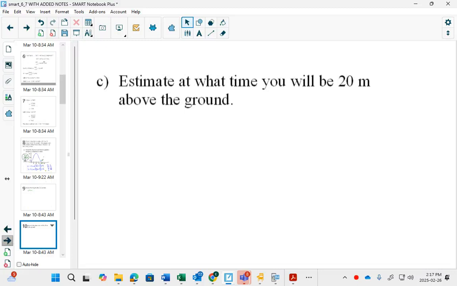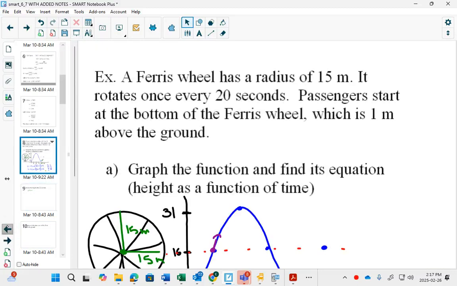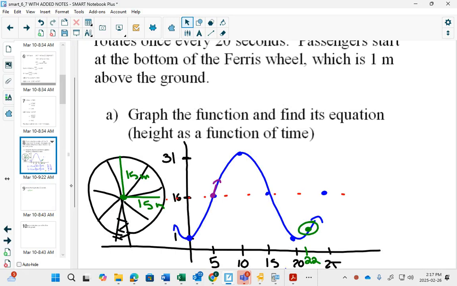Estimate what time you will be 20 meters above the ground. Let's go back to our graph. 20 would be, I'll do it in orange. 20 looks like it's about there. There you're at 20. There you would be at 20. What time? I don't know. Looks like at about 7. That would be an estimate. If you wanted to solve this exactly, you would have to go to your graphing calculator, draw this graph, draw the line of 20, and find out where they intersect. So that's how we could use our graphing calculator to find out exactly what it would be.